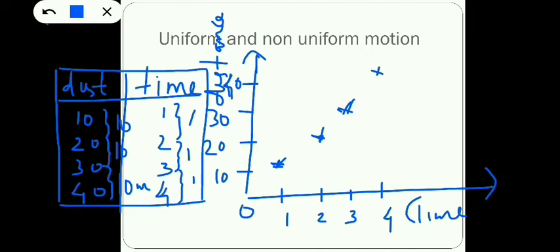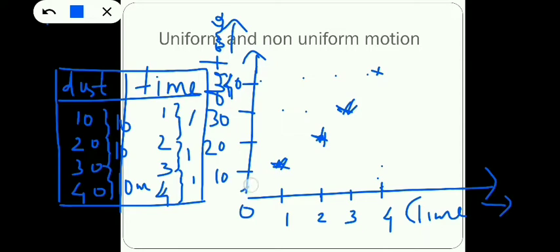Now let's plot a graph based on these values. Here I have plotted time along x-axis and distance along y-axis. And I have plotted the values. See, for 1 second, what is the distance traveled? 10 meters. So this is our first point. Now, when the time is 2 seconds, what is the distance traveled? 20 meters. So this is our second point. When the time is 3 seconds, distance traveled is 30 meters. So this is our third point. And when the time is 4 seconds, our distance traveled is 40 meters. So this is our fourth point.